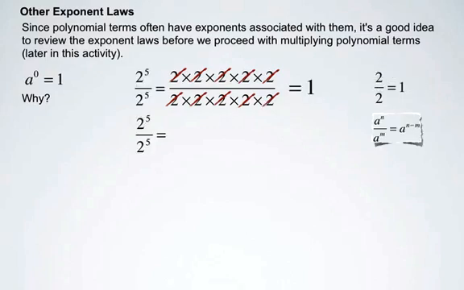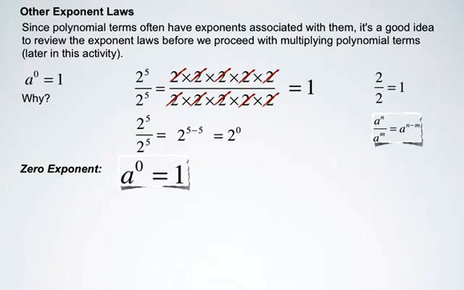But we also know from our quotient rule to subtract exponents. So 2 to the 5th divided by 2 to the 5th is 2 to the 5 minus 5, which gives us 2 to the 0. Same thing. Therefore, 1 must be equal to 2 to the 0. So a to the 0 equals 1 for any base a.